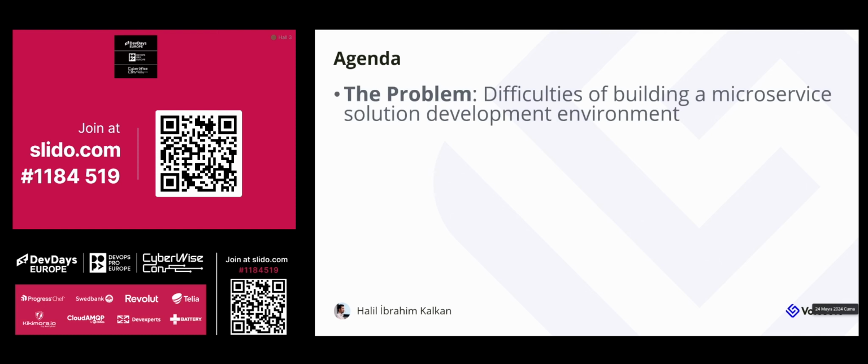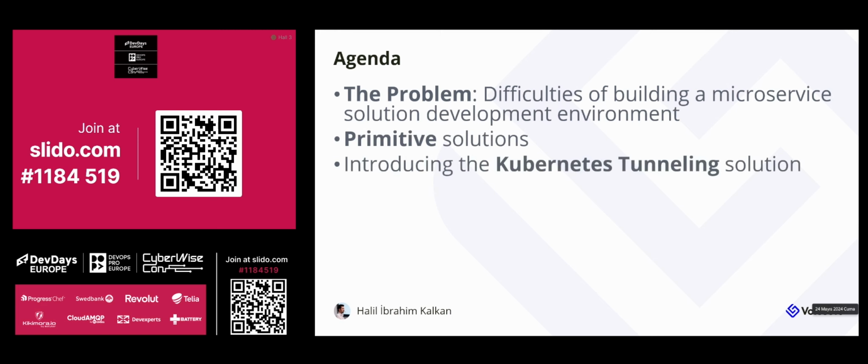I will start by defining the problem: why building a microservice solution, or setting up a development environment to create such a solution, is hard. Then I will mention some primitive solutions and then introduce a solution. I describe it as Kubernetes tunneling. I will show some existing products that are already available in the market. Some of them are free and open source to solve this problem.